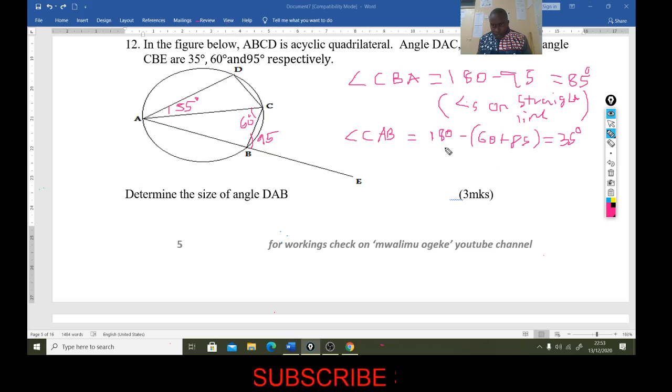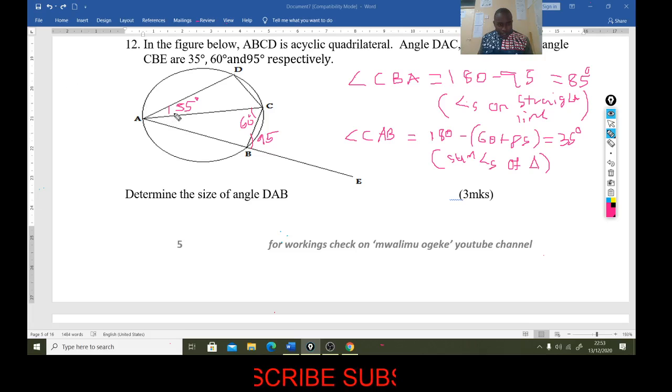Then you give reason and say these are angles, sum of angles of a triangle. We call them sum of angles of a triangle. The reason you give is sum of angles of a triangle.